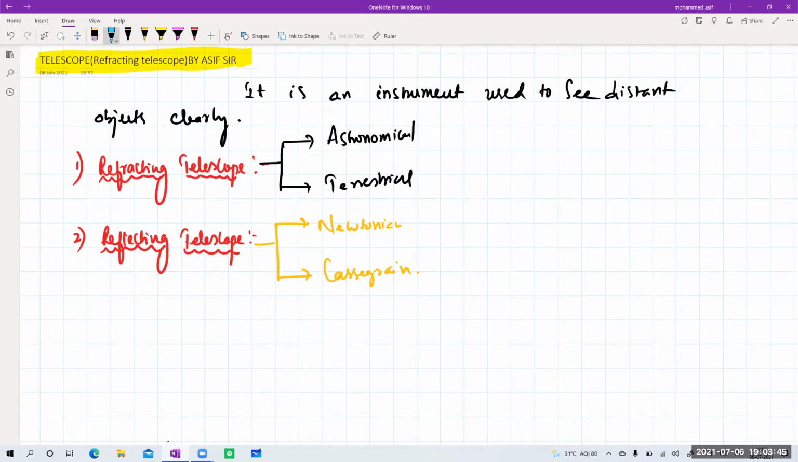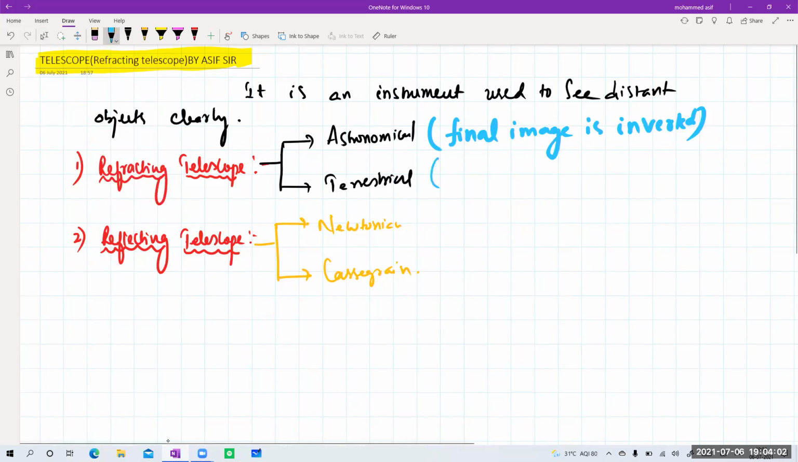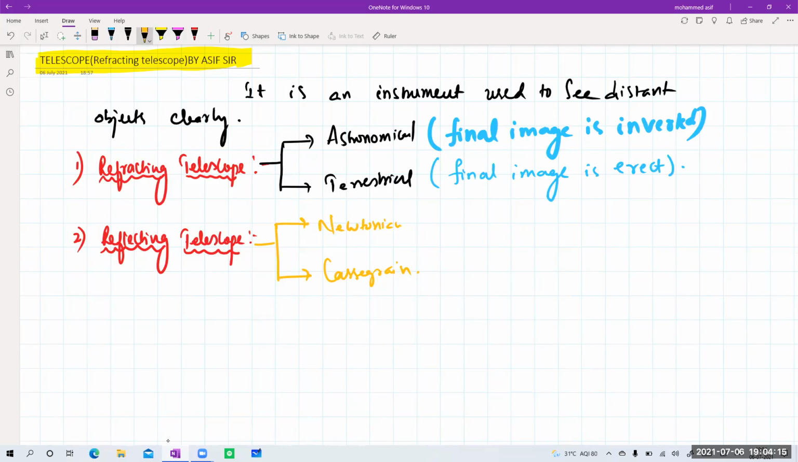Now, the astronomical telescope is used to see what? Heavenly objects. So here the final image is always inverted. Whereas in the terrestrial telescope, the final image is erect. So in the terrestrial telescope, we are using three lenses, and in the astronomical telescope, we use only two lenses.